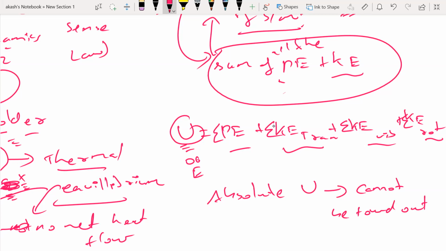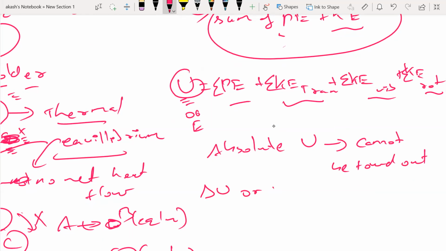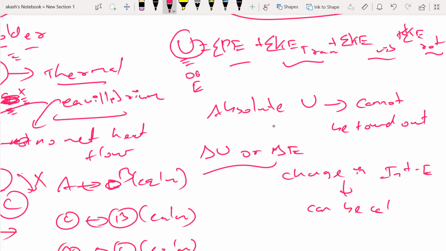Why? Because we have billions and millions of molecules. First, you have to understand whether each molecule is undergoing translation, rotation, or vibration. You have to calculate its kinetic energy and then sum it up. A huge process in reality, which is never ever possible, right? So what we can calculate or find out is actually the change in internal energy, del U or del E, that is the change in internal energy, right? That can be calculated.